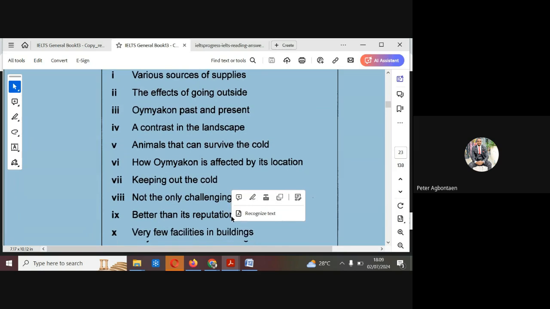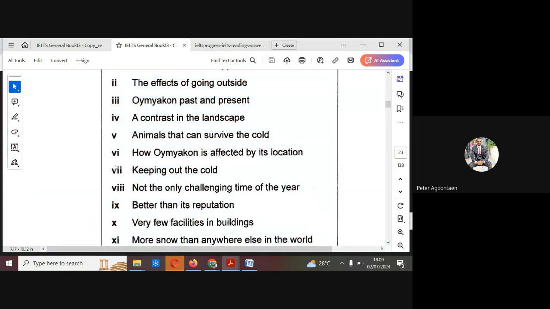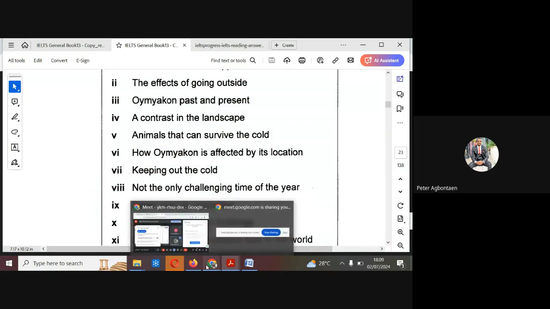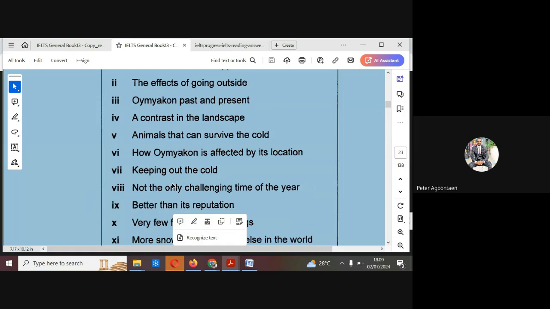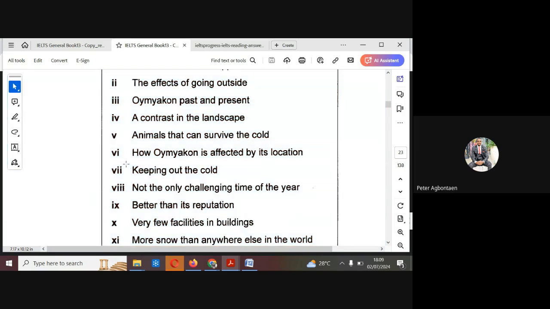The Roman figure 7 says keeping out the cold. Now this will mean their attempt at keeping warm. It's a very cold place, we've been told. So we can imagine that they will make efforts to protect themselves from the cold. So any paragraph that tells you the efforts that they make to protect themselves from the cold, probably in terms of the kind of clothing that they wear, or the kind of houses that they build just to keep warm, will be the answer to that particular paragraph.